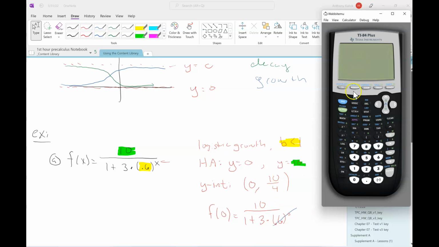Let's look at the graph now on our calculator just to see what this is going to look like. Get rid of that stuff I had before. So 10 over 1 plus 3 times 0.6 to the x. We just had messed up our window real bad, so I'm going to go back and do a zoom standard here.